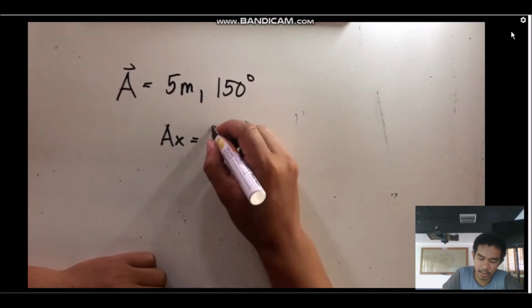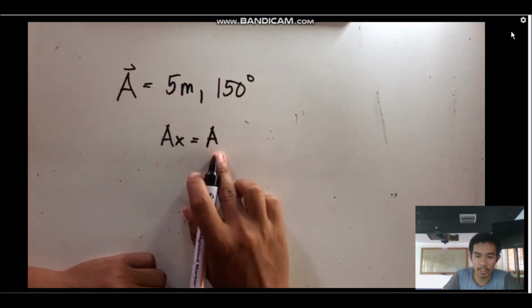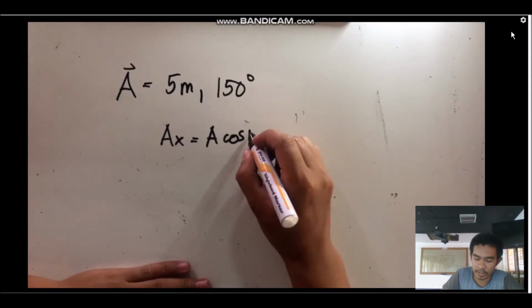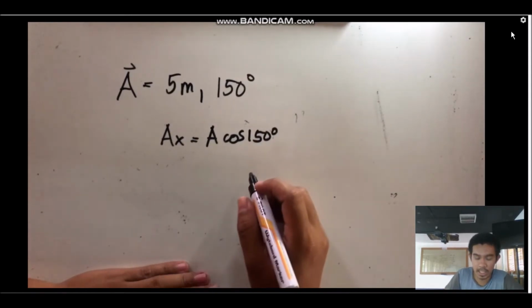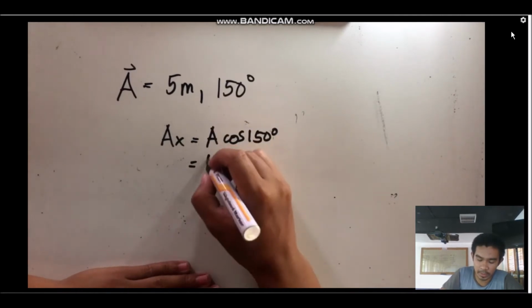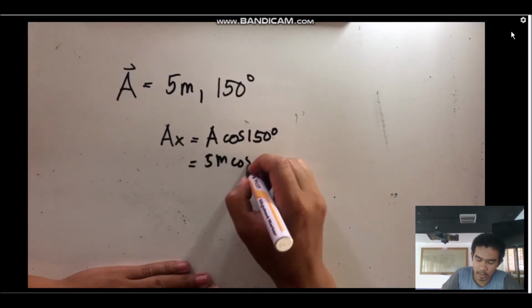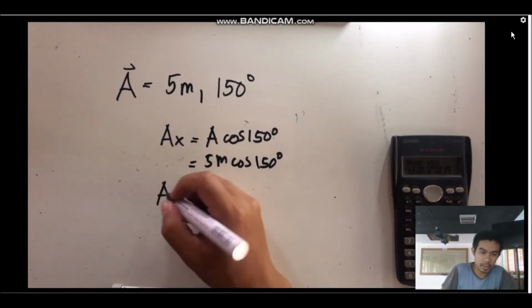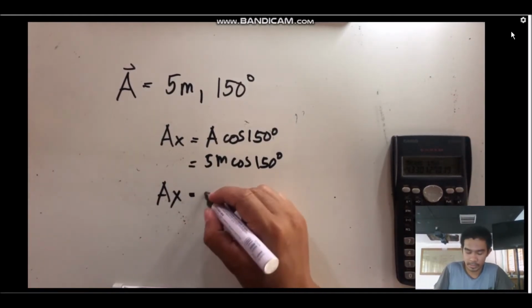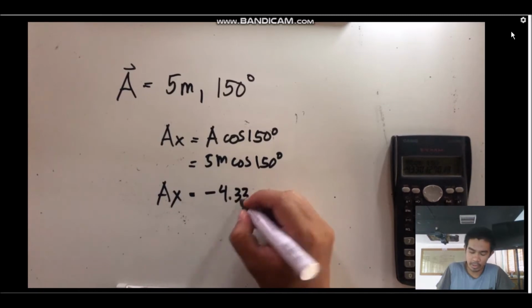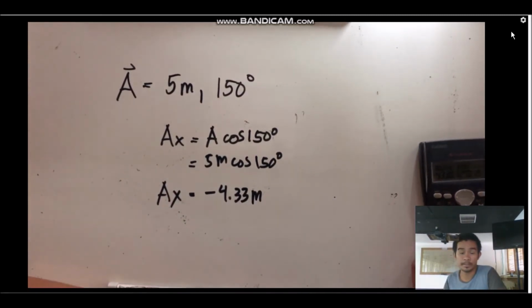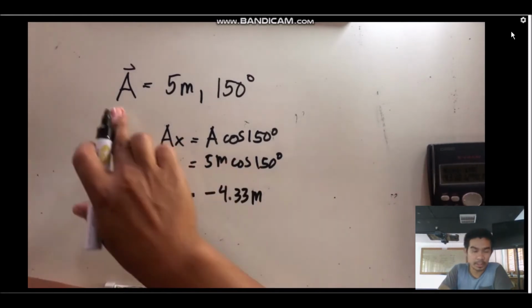So what is the x component? That is the magnitude of vector A times the cosine of the direction, 150 degrees, and that is equal to 5 meters times cosine of 150 degrees. So the x component of vector A is negative 4.33 meters. How about the y component of this vector A?